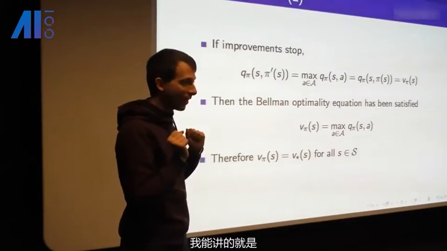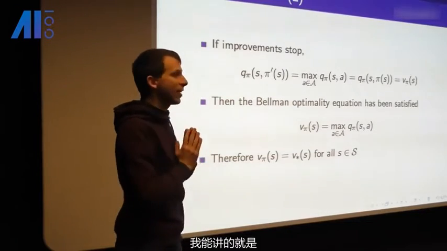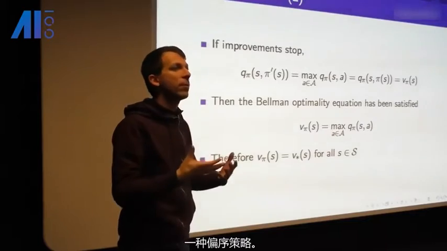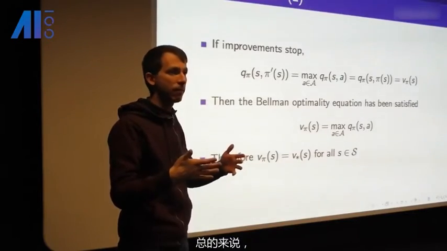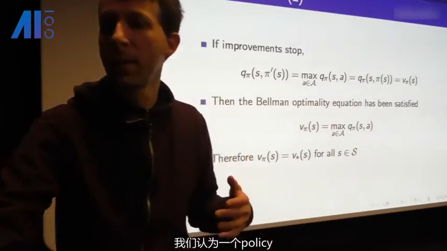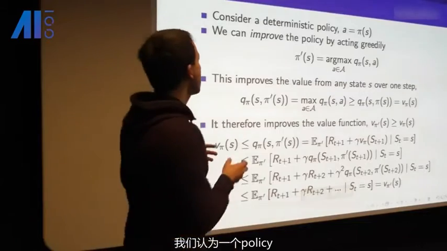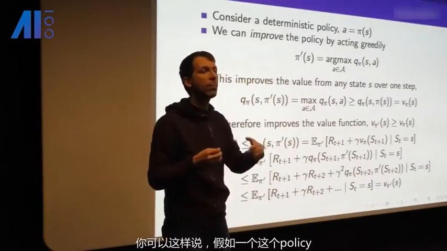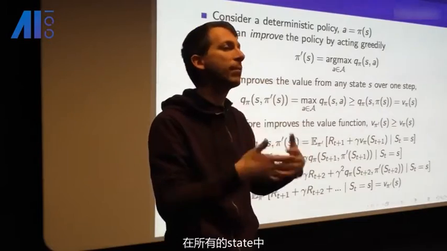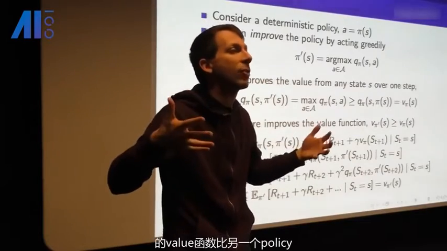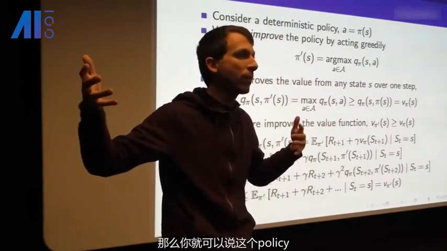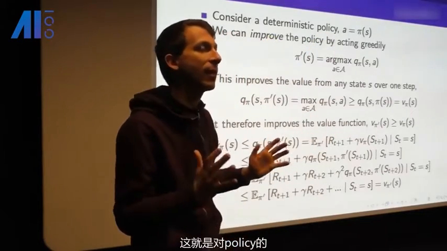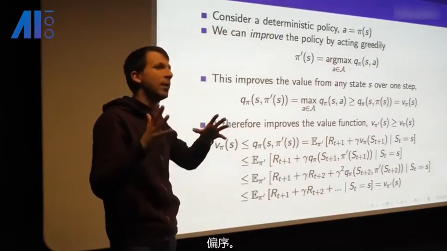Coming back to the previous question, one piece of intuition I can give is that you can think of policy improvement as a partial ordering over policies. So basically what we've defined is something which says when one policy is better than another. You can say that one policy is better than another if its value function is strictly better, like if the value function has higher values than the other policy in all states. That gives you a partial ordering over policies.